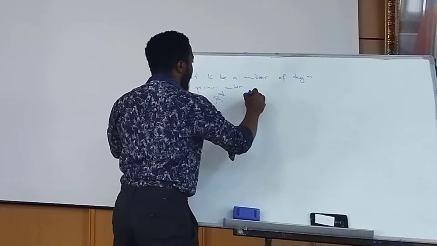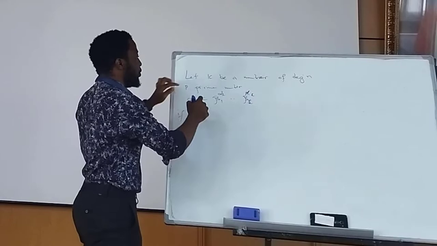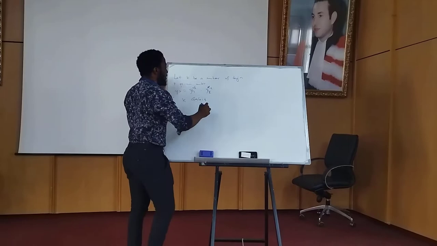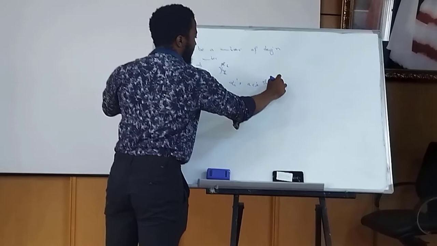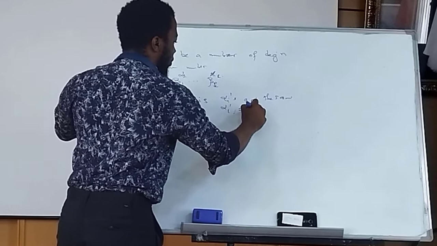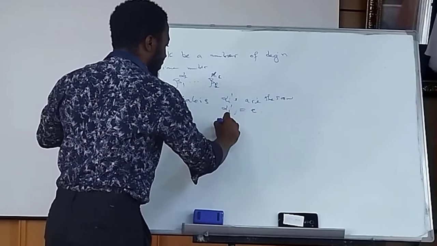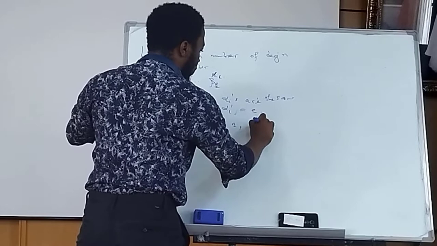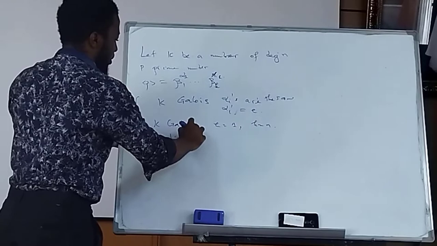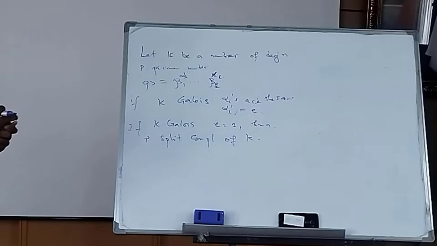Now if our extension K is Galois, then all the alpha i are the same, that means alpha i is equal to, let's say, e. So now, if K is Galois and all the alpha i are equal to 1, and moreover k equals n, in this case we say that P splits completely over K.